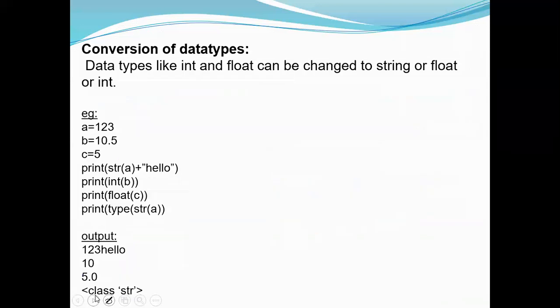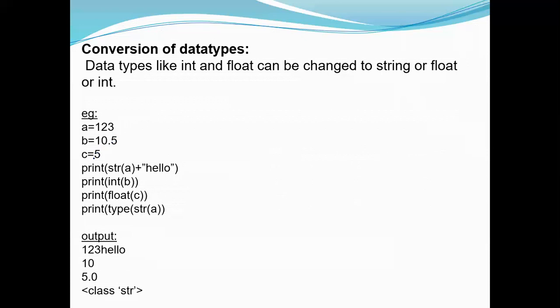Next comes conversion of data types. How can I do the data type conversion? Initially, we said that we don't declare the data types. Automatically, the data types are understood. I just say a equal to 123. Python is intelligent enough to understand that 123 is an integer. Next, I say b is equal to 10.5. Python will automatically understand b is a floating point data type. c is equal to 5. Python will understand that c is an integer. Automatically, it will recognize.